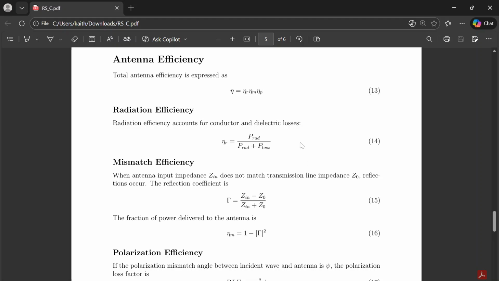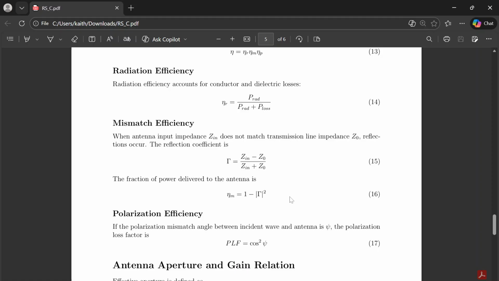Let us see these terms one by one. So radiation efficiency is nothing but the efficiency which accounts for the loss in the radiation. So it is given by the radiated power divided by radiated power plus lost power.